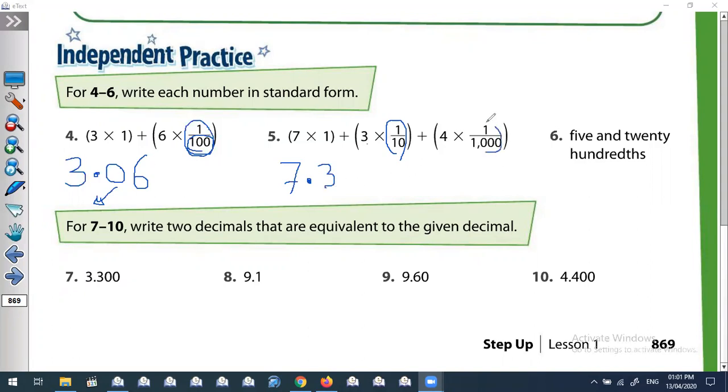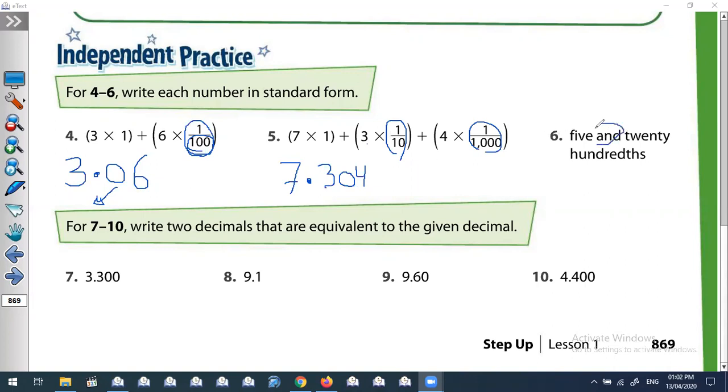4 times 1,000 means 4 in thousands. So you have to put 0 in hundreds because we don't have any digits of hundreds, and put 4 in thousands. So this number is called 7 and 304 thousandths. This number, 3 and 600.